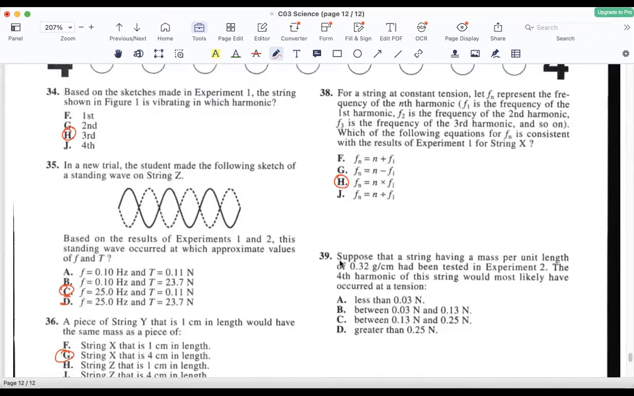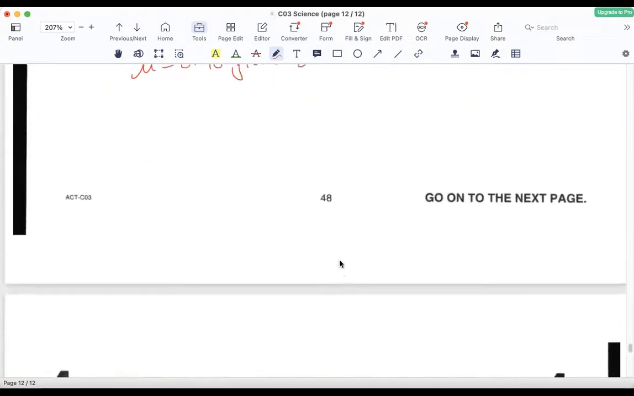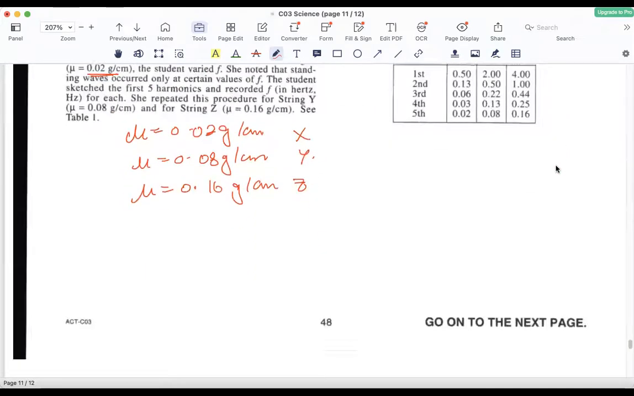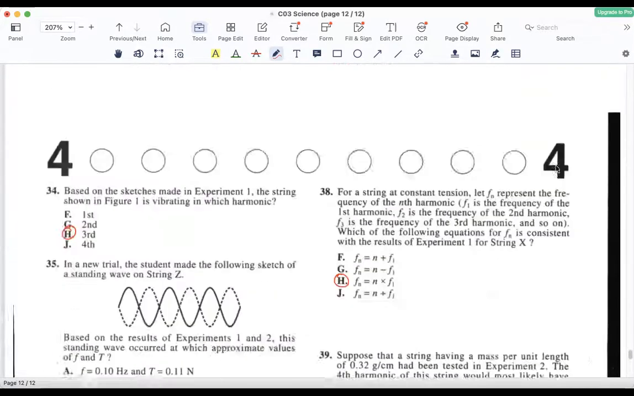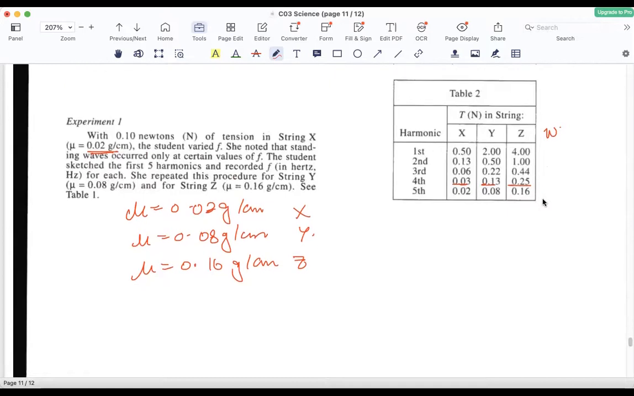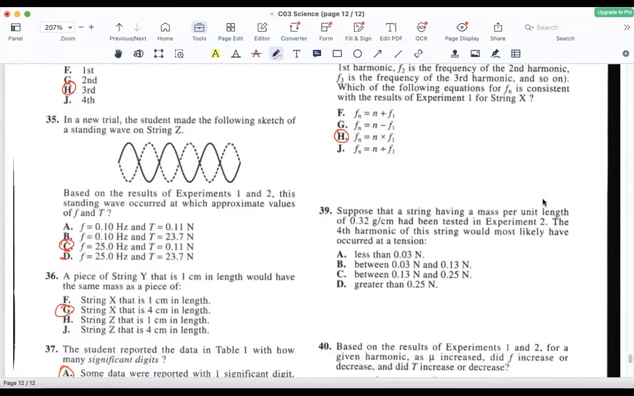Suppose that a string having a mass per unit length of 0.3 had been tested in experiment 2. The fourth harmonic would most likely have occurred at a tension of 0.32 grams. 0.32 means double of this. So let's call it W, and the fourth harmonic at a tension. So you can see that it's increasing constantly, so it would be greater than 0.25.